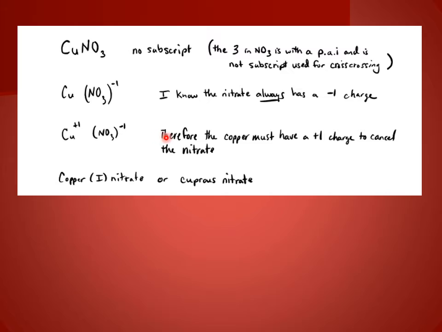Well, if nitrate is a negative 1, then the copper must have been a positive 1 to cancel it. So therefore, I now know the charge of the copper. The copper is a positive 1 charge. I can name it copper, parentheses, Roman numeral 1, nitrate. Or if it's requested, once in a while I will specifically request on a worksheet that you use the Latin name, and that would then in this case be cuprous nitrate. Let's check out another example.